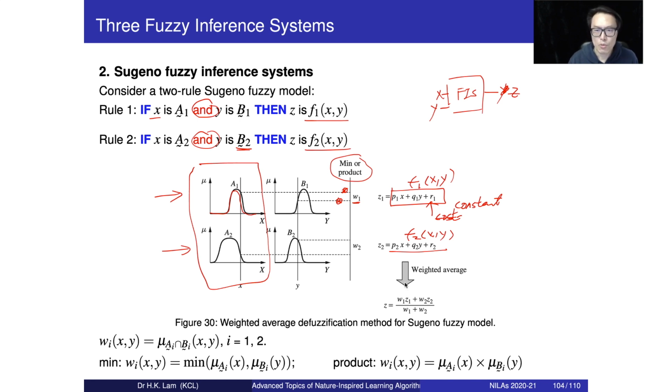So once we find W1, W2, if we change the value of input X and Y, these two values will change, and then W1 will change, as well as Z1 will change according to the value of X and Y. So Z, that is the weighted sum: W1 times Z1, plus W2 times Z2, that is the numerator, and the denominator is W1 plus W2, the sum of these two. Okay, so if we have more rules, we are going to extend that to W1, W2, W3, W4, and so on.